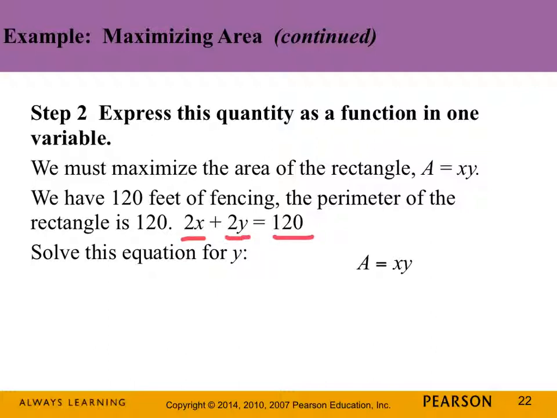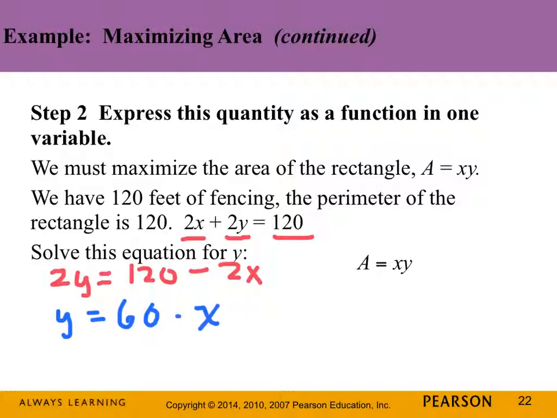Now we're going to take 2x plus 2y equals 120 and solve that for y. So when you subtract 2x from both sides, then you'll have 2y equals 120 minus 2x. And then when you divide each term by 2, because remember we want to isolate the y, we'll end up with y equals 60 minus x.